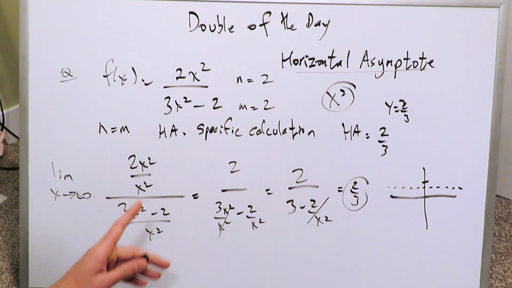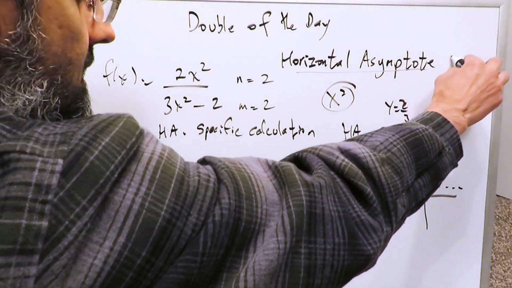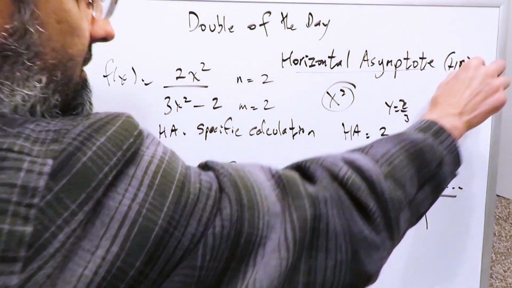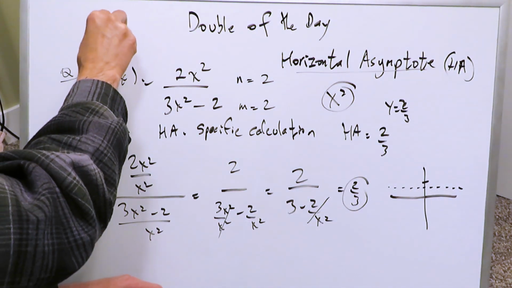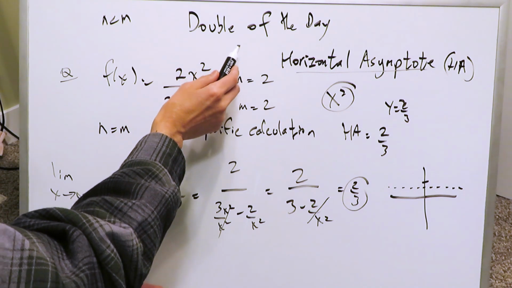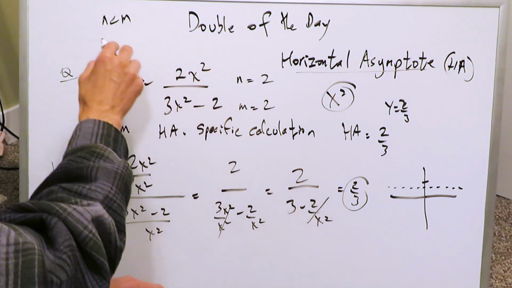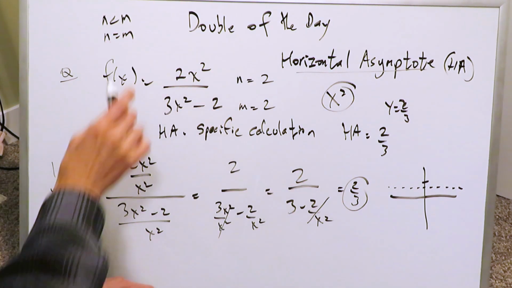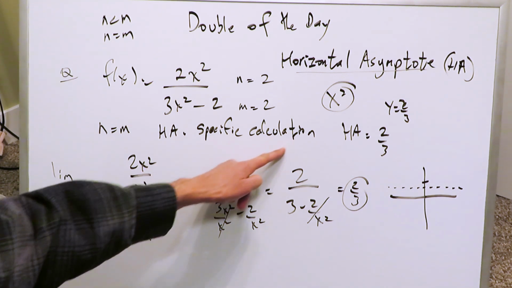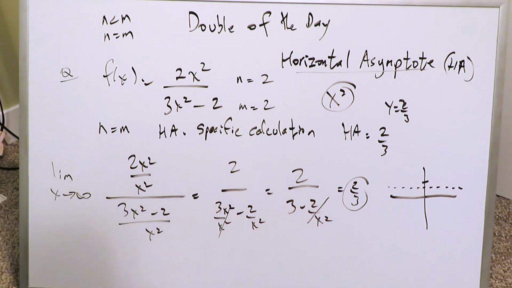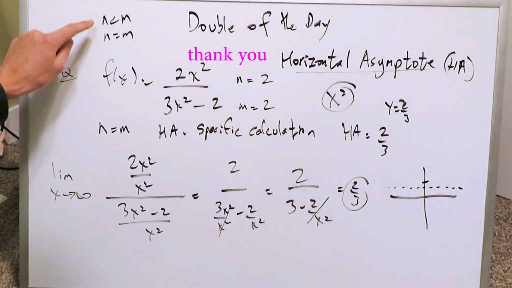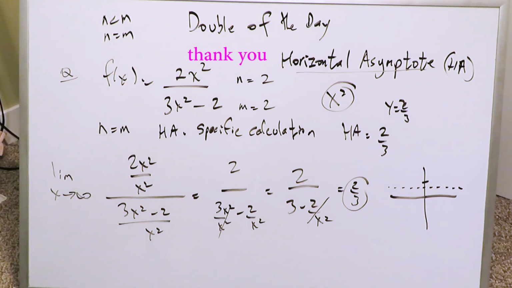And that right there is how you'll do it. Remember your two cases for horizontal asymptote, and this is my abbreviation for horizontal asymptote, HA. Case 1, n is always less than m. You have y equals 0. Your x-axis is your horizontal asymptote. Case number 2, n is equal to m, you have to do the specific calculation and arrive at your specific horizontal asymptote. These are the two cases which involve horizontal asymptotes.